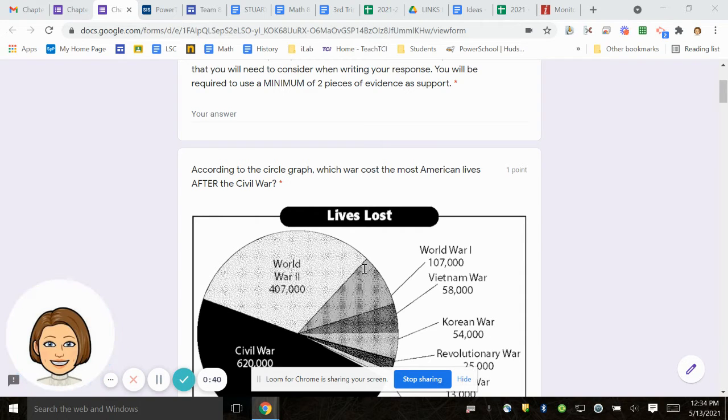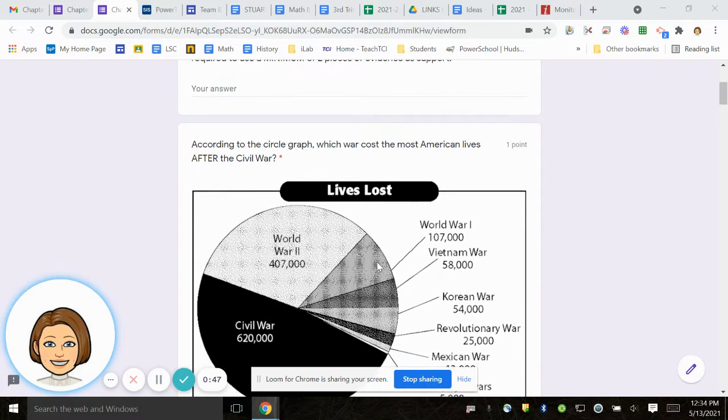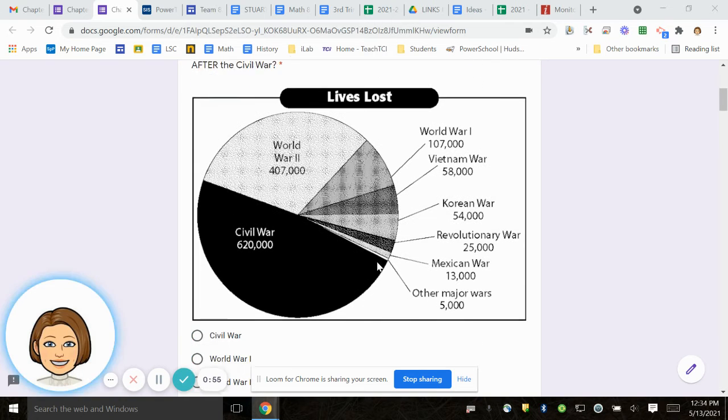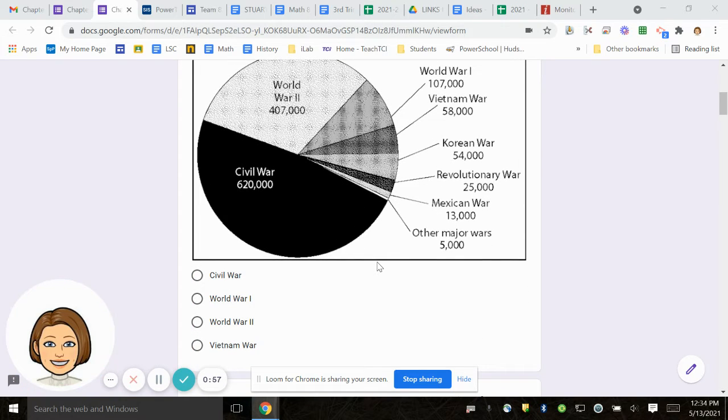Number 1. According to the circle graph, which war cost the most Americans lives after the Civil War? So after the Civil War, which war cost most American lives? Was it the Civil War, World War I, World War II, the Vietnam War?